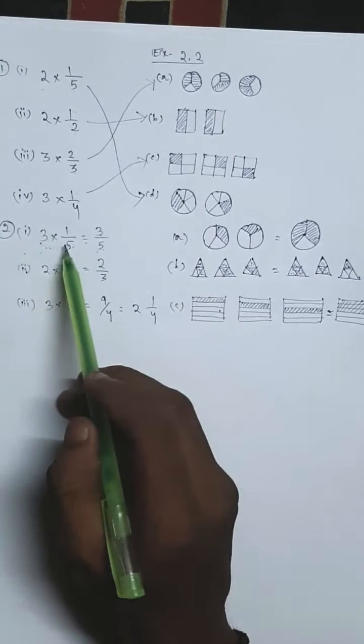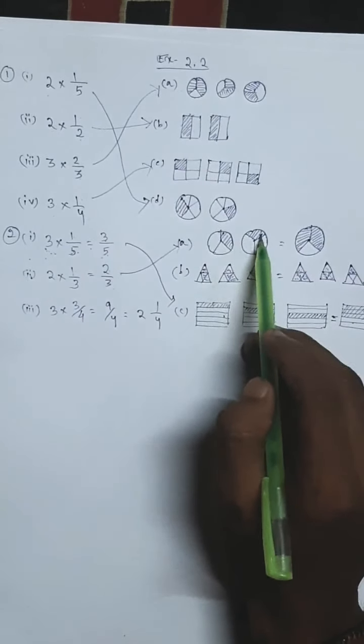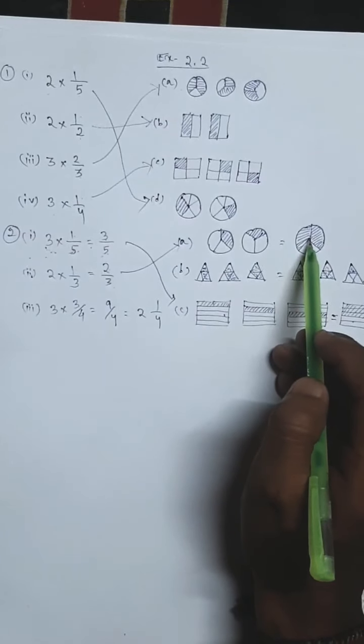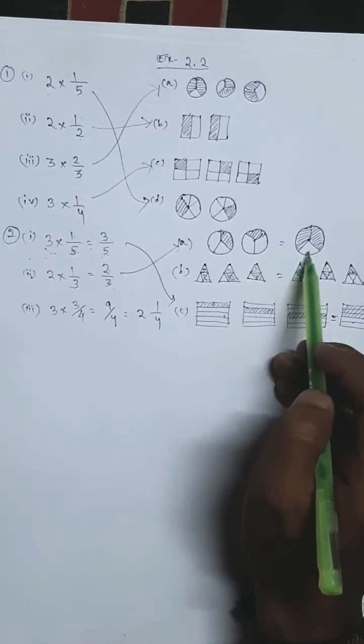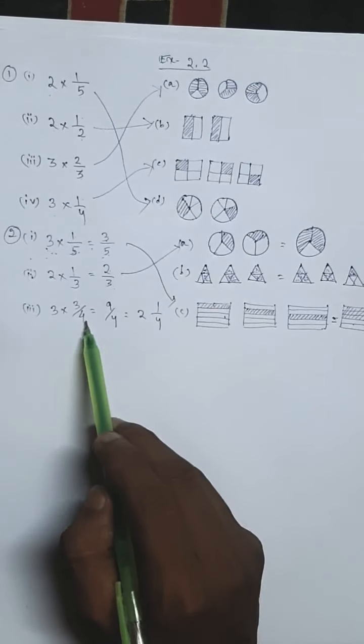Then your second bit, 2 into 1 upon 3 equals 2 upon 3. 2 into 1 upon 3 means two diagrams in which one part is shaded out of three parts. 2 upon 3 means two parts are shaded out of three parts. So your answer should be A. Here one part is shaded out of three equal parts and here two parts are shaded out of three equal parts. And your last one, 3 into 3 upon 4.